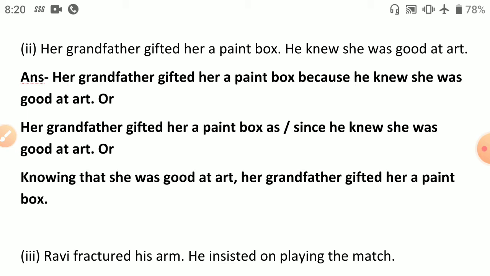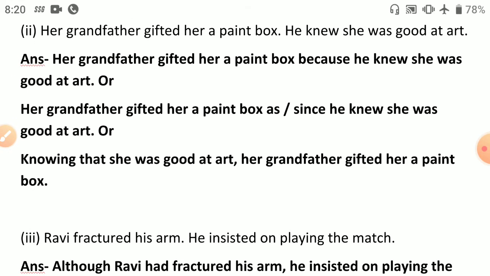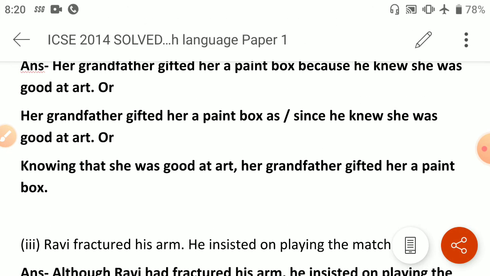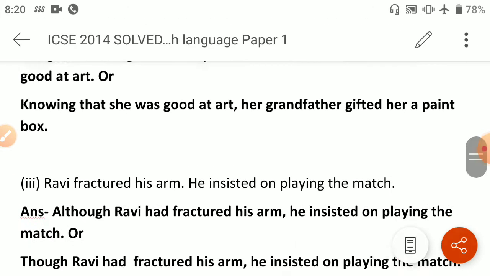Her grandfather gifted her a paint box as he knew she was good at art, or since he knew she was good at art. That is the easier one. You can also opt for this option, participle: knowing that she was good at art, comma, her grandfather gifted her a paint box. But I think because, as, since are the easier options to follow.